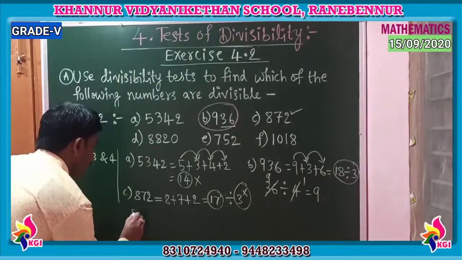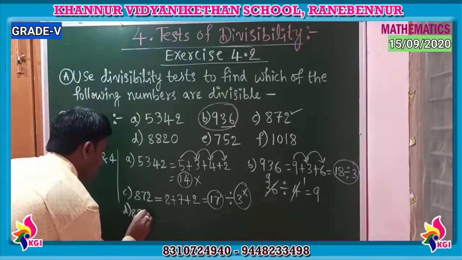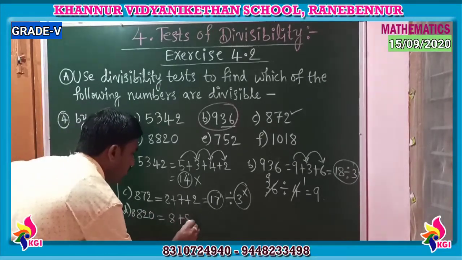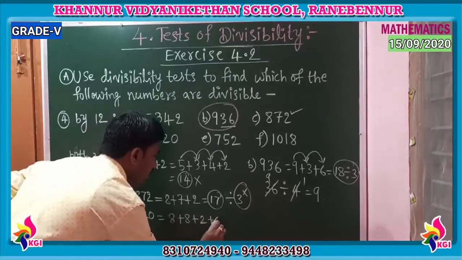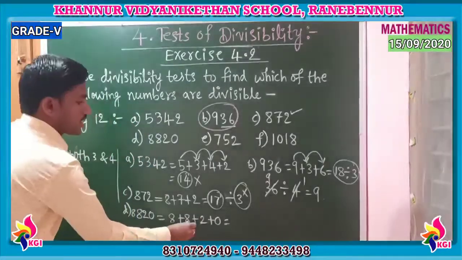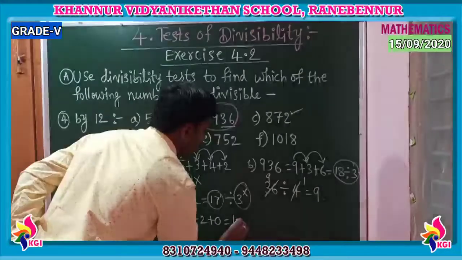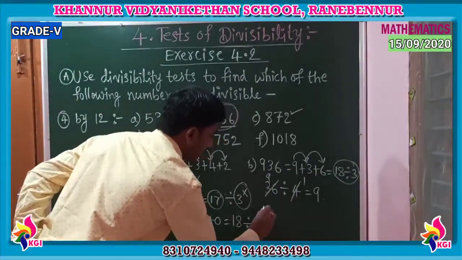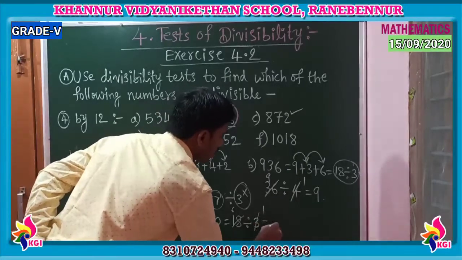Next one, 8820. D question, 8820. How to check? First of all, you take the sum of its digits. 8 plus 8 is 16, 16 plus 2 is 18, 18 plus 0 is again 18. 18 is divisible by 3. Correct.